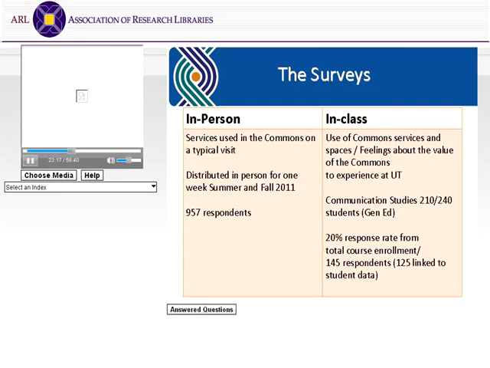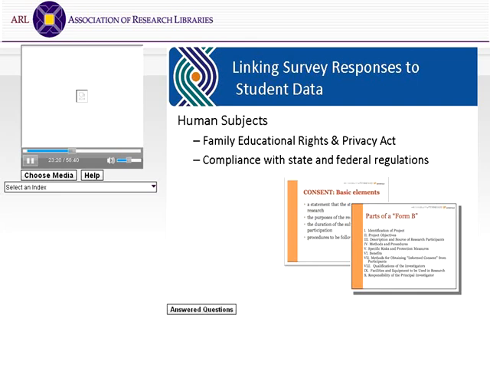In order to link survey responses to student data, we had to consider human subjects compliance and worked with our library review board and the institutional review boards to make sure that we were in compliance with state and federal regulations. We also, when we turned in our proposals, obtained emails of support from the Communication Studies course coordinator and the Assistant Director of the Office of Institutional Research and Assessment.